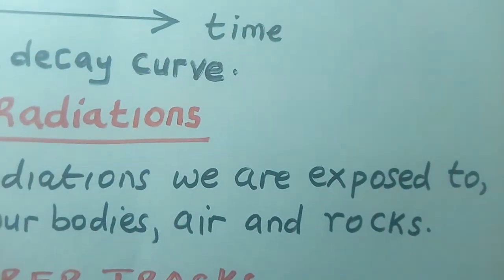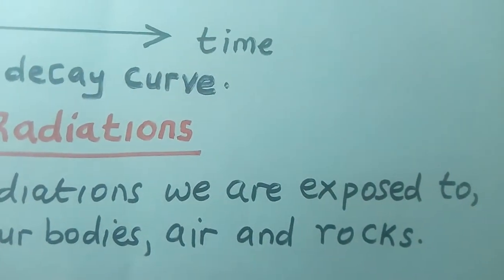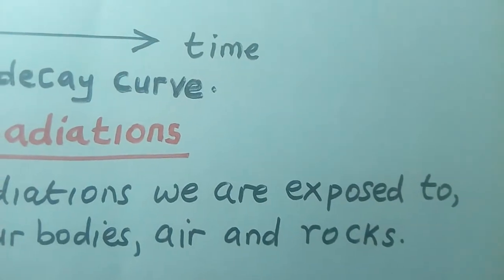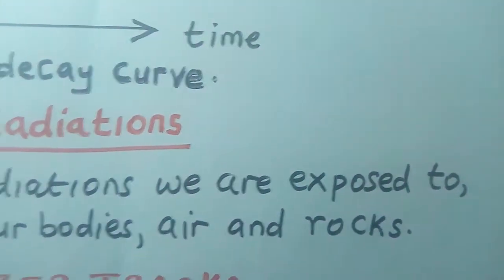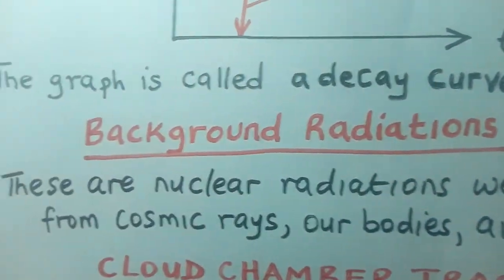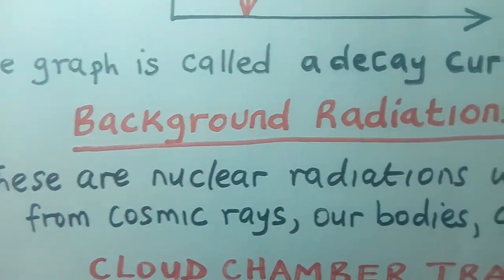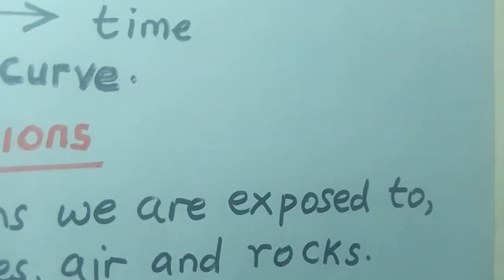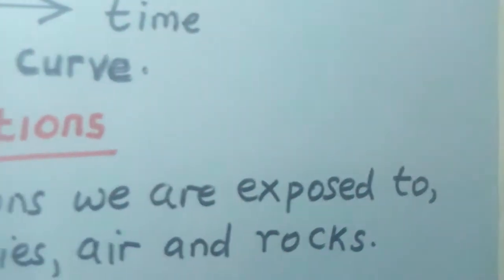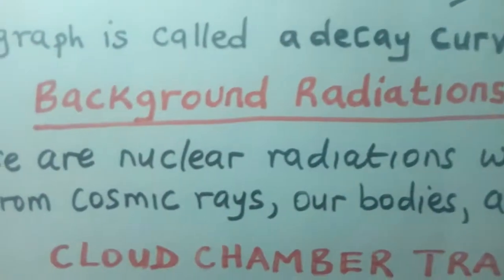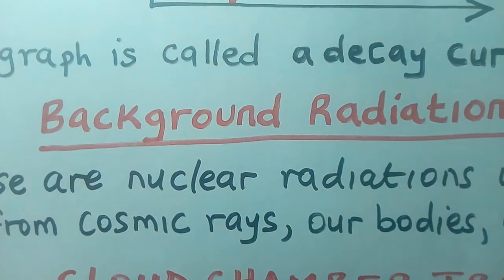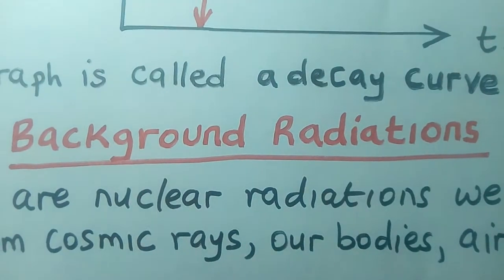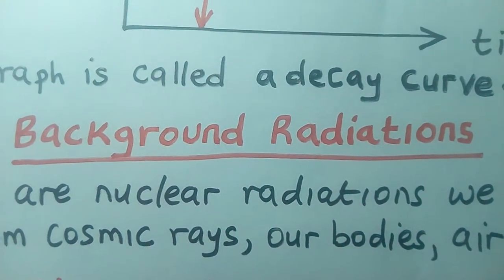You know, when we talk about nuclear radiations, alpha particles, beta particles, gamma rays, the radioactive substances keep on decaying and producing these rays. So background radiations are nuclear radiations we are exposed to. Now, where do these rays come from? What are the sources? From the cosmic rays, that is from the sun. So cosmic rays from the sun produce nuclear radiations.